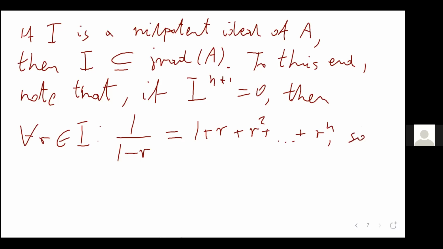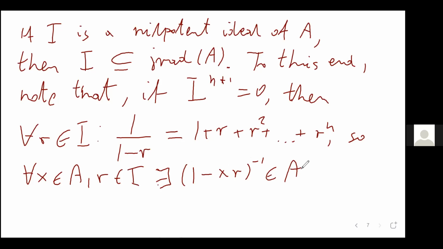But now we can conclude that if we take an arbitrary x in the algebra, and of course, an arbitrary element r in the ideal I, then there exists the inverse of 1 minus xr.